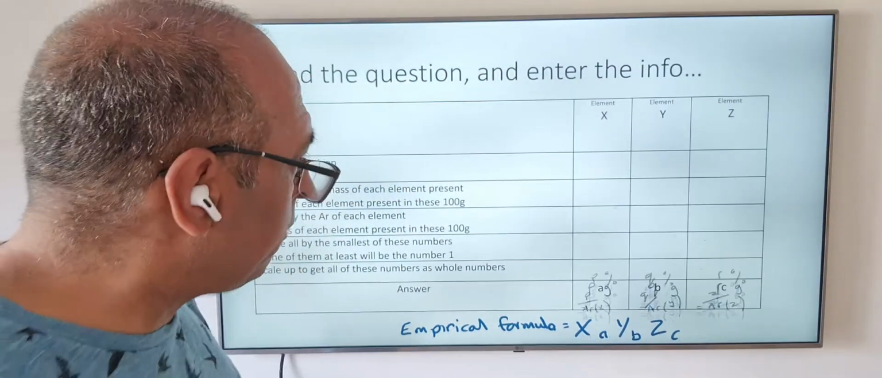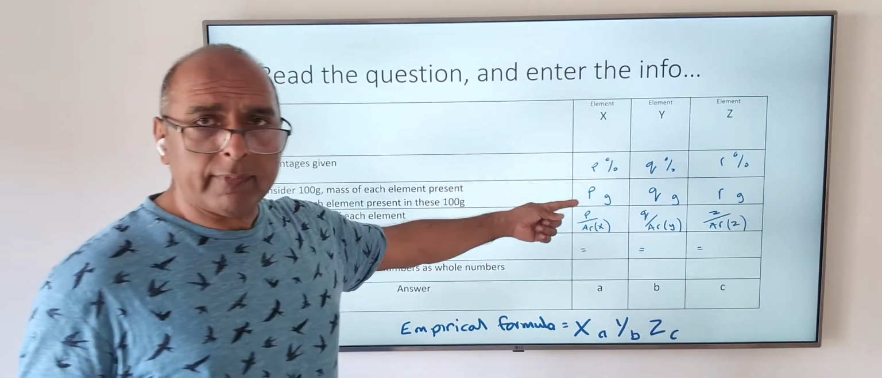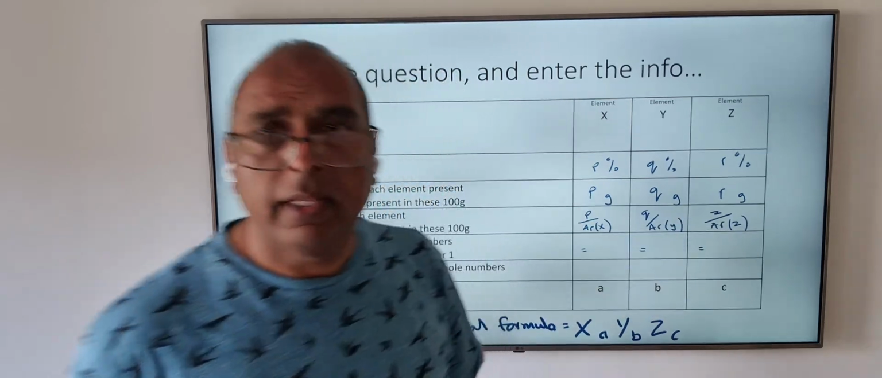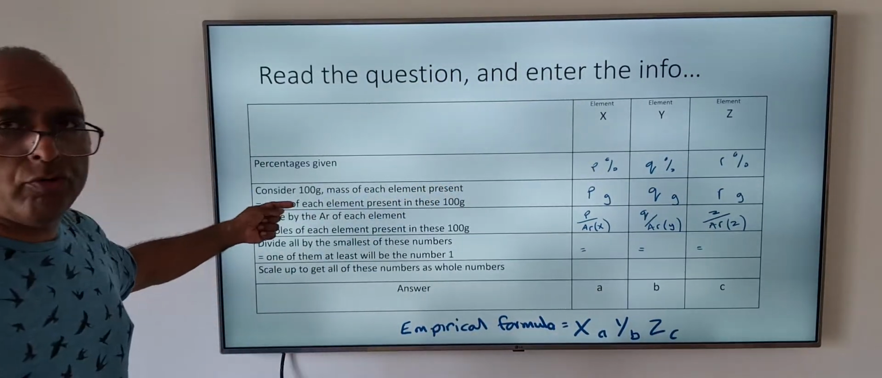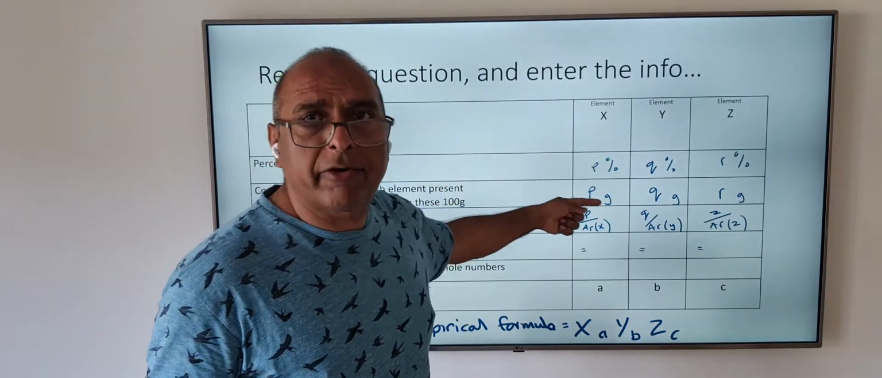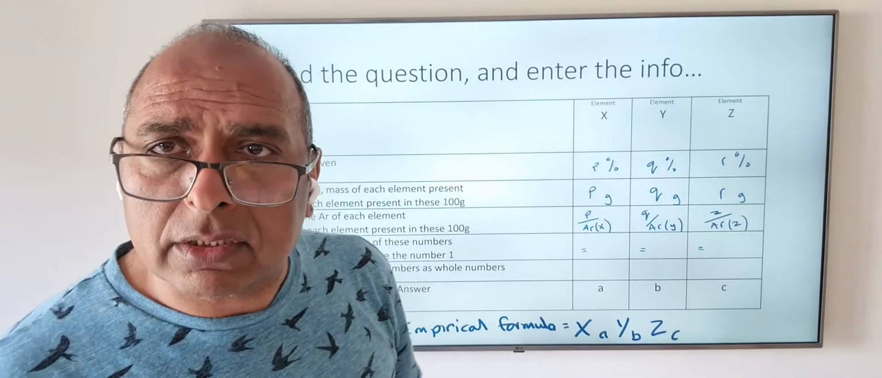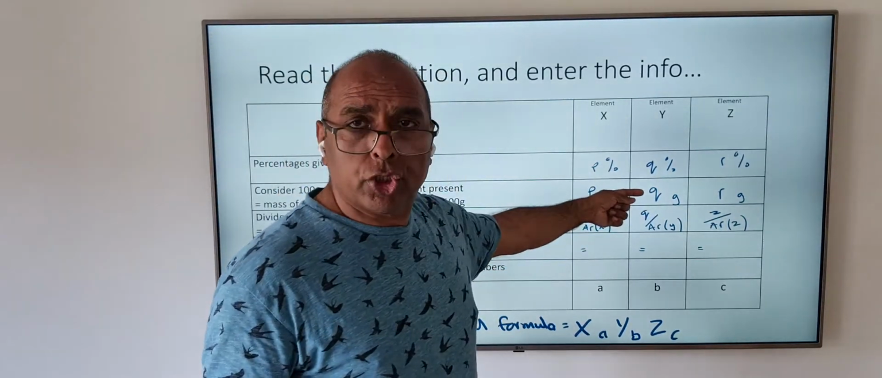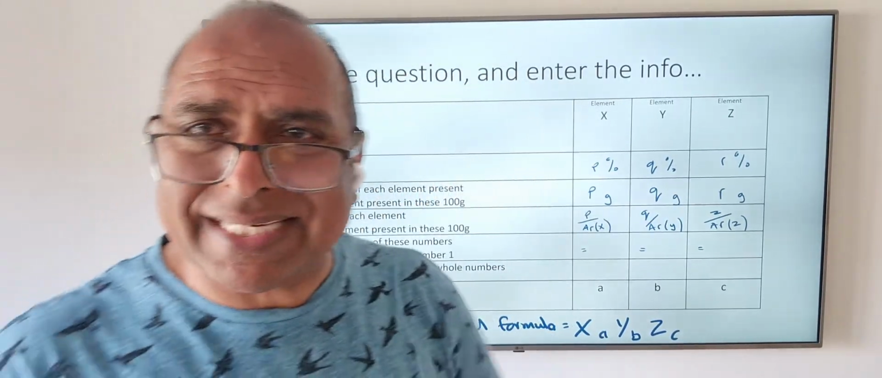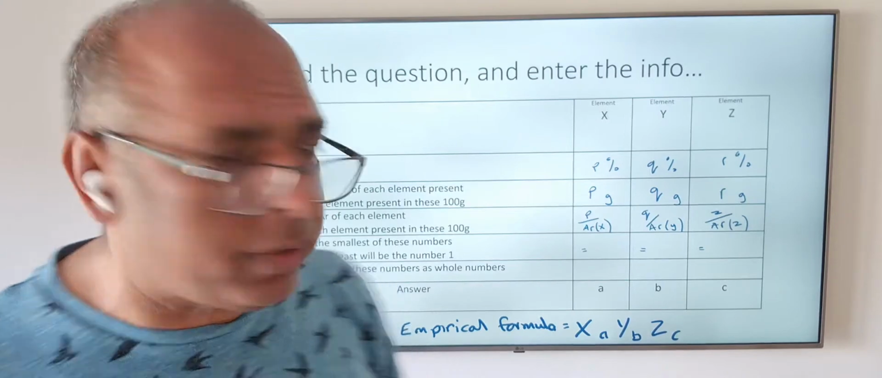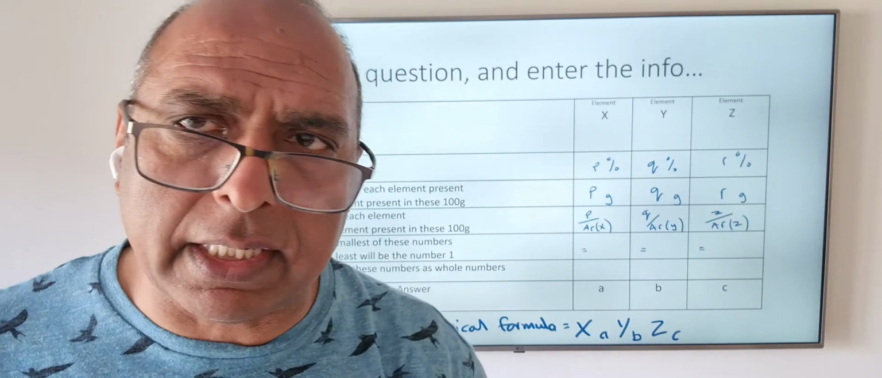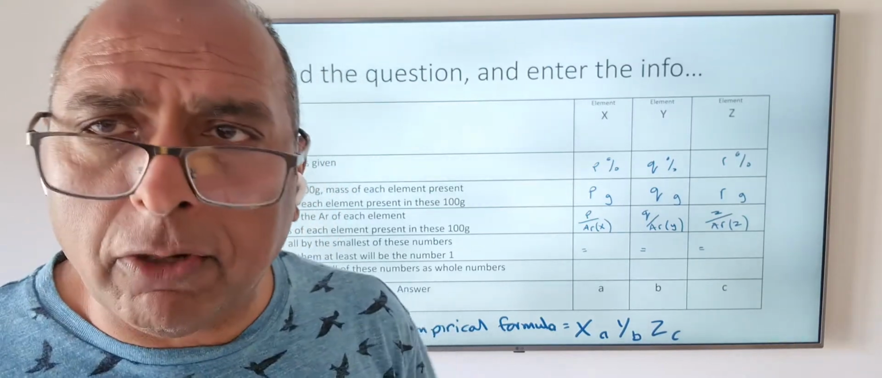So say, for example, I've got some examples here. You had P percent, Q percent, R percent. They're percentages. Well, if you consider 100 grams, like every 100 grams of this, then P grams will be the mass of P present. Q grams will be the mass of Q present. R grams will be the mass of R present in that 100 grams that you are considering. So consider 100 grams, and automatically your numbers are percentages, they become masses.